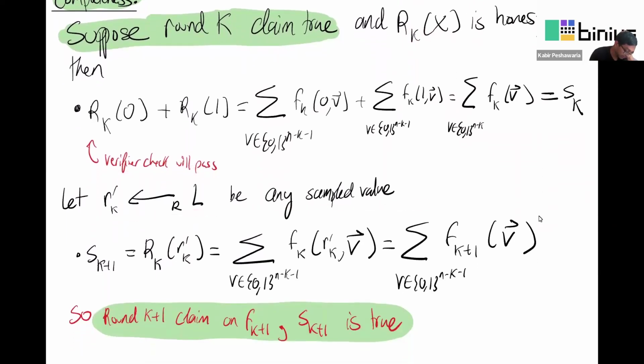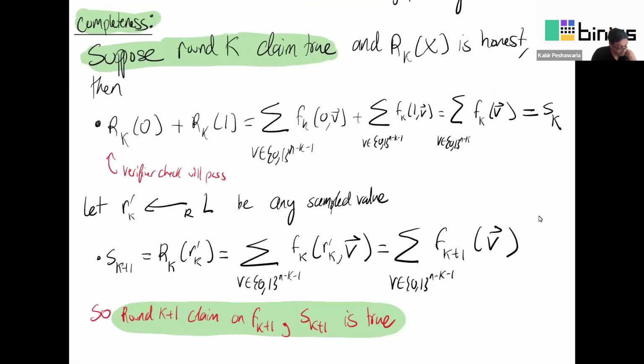Now let's sample any random value. The new claim is s_{k+1}, which is the round polynomial evaluated at that challenge point, which is equal to this, right? Just like by definition, this is what the round polynomial is supposed to equal. Change this r'_k into an x. And this is equal to this because this is how we defined this: f_{k+1}(x) is equal to f_k(r'_k, x).